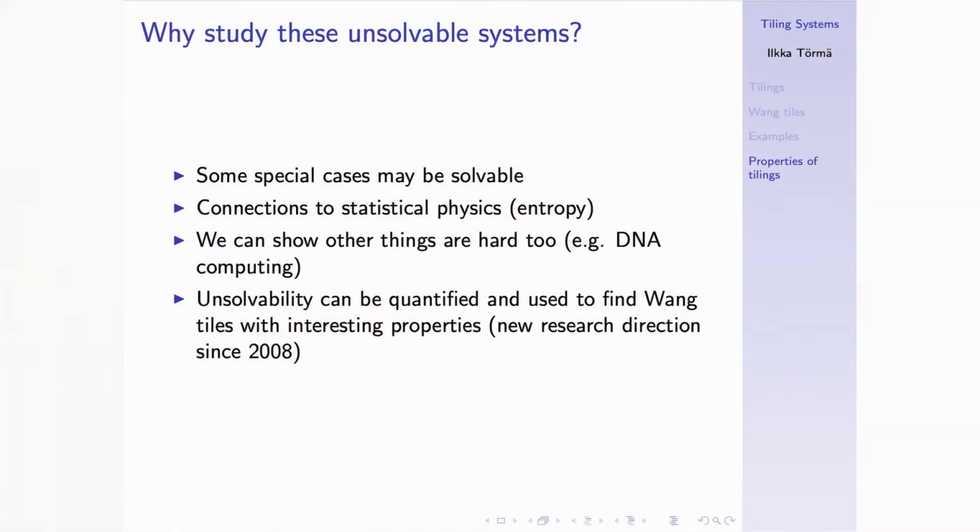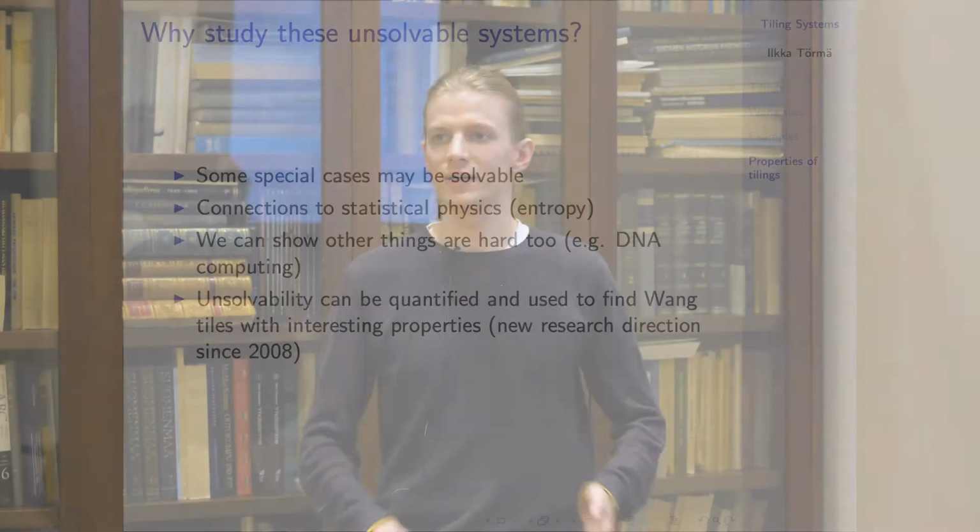Okay, but why study these properties if nothing can be said in general? So there are some special cases which are more or less solvable. If I can guarantee that my tile set is in some sense well behaved, then my computer program may be able to say something about it. And especially with these well-behaved tilings, there are connections to statistical physics. This is where the notion of entropy comes from.